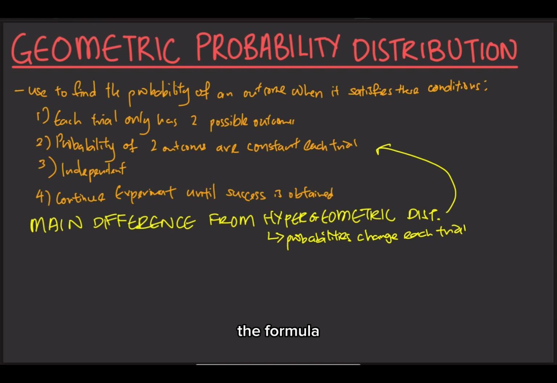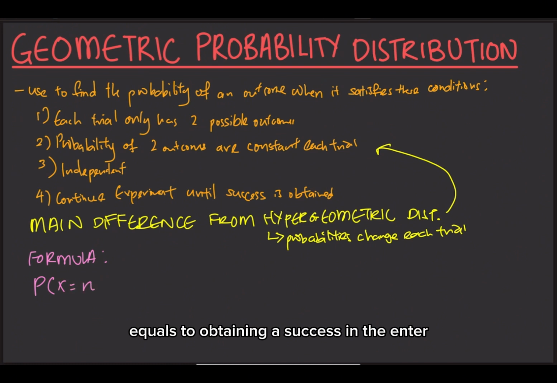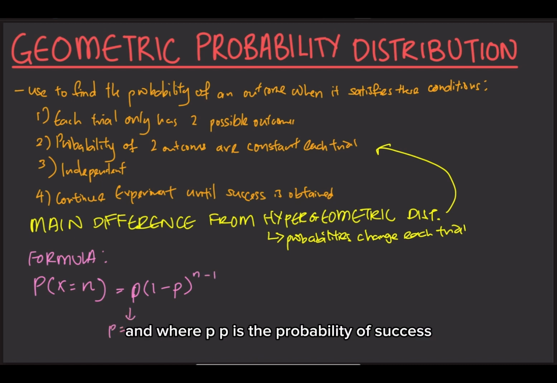Now, the formula for this is: the probability that x equals n, that is, the first success occurs in the nth trial, is equal to p times (1 minus p) to the power of n minus 1, where p is the probability of success. So basically you take the probability of success multiplied by the probability of failure to the power of the number of trials minus 1.